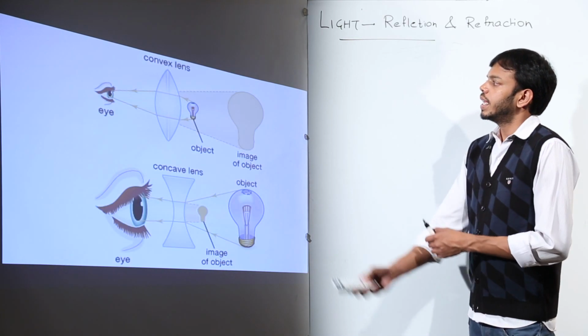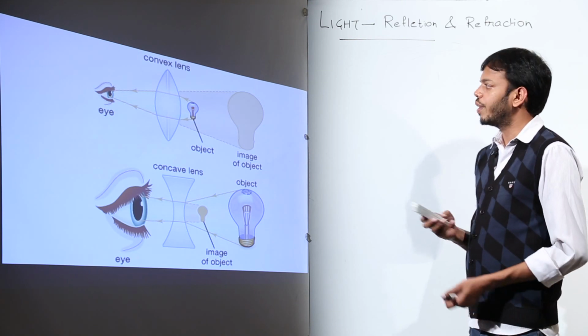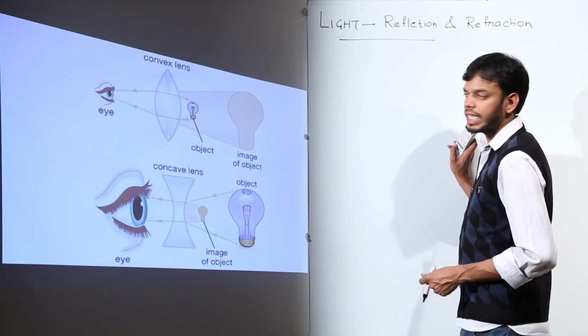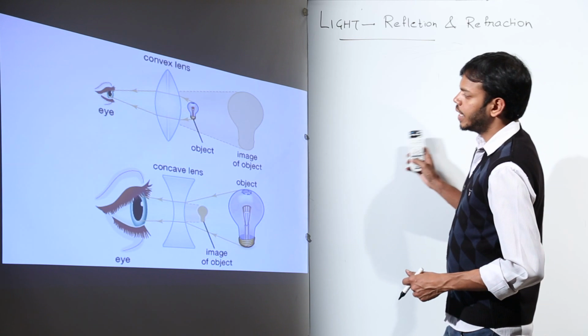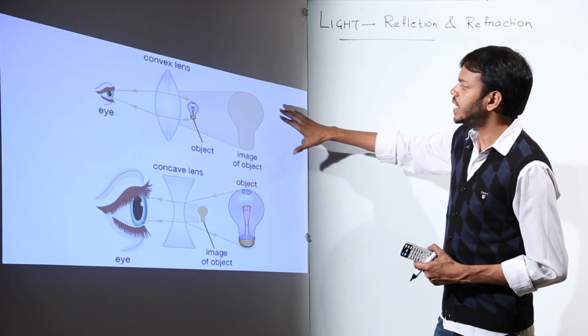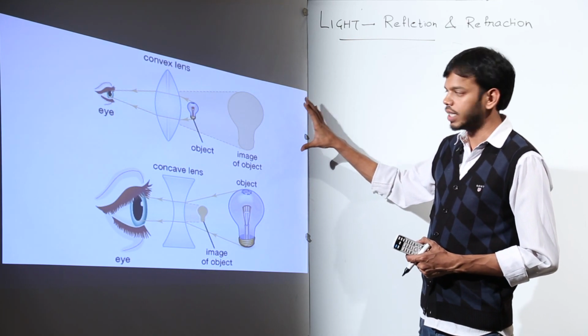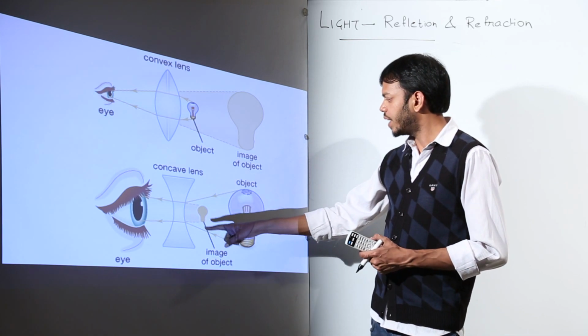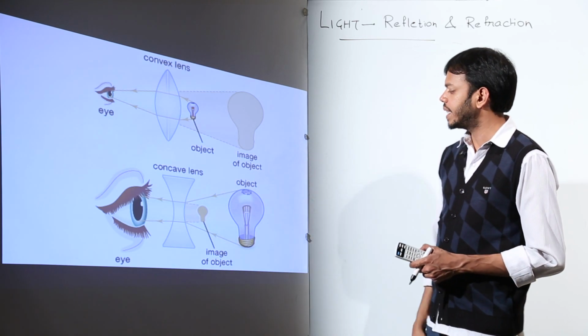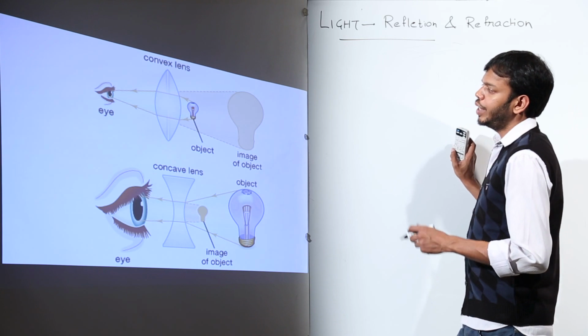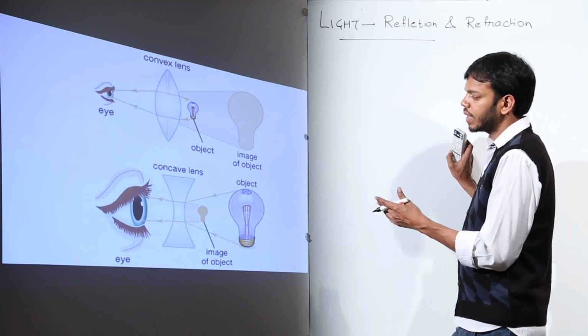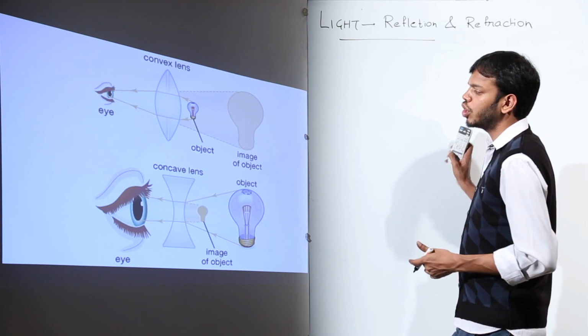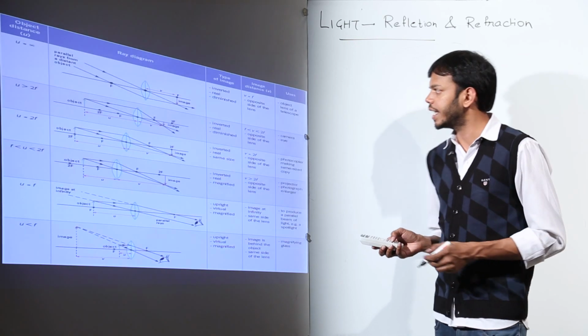Next, this is how objects look when you watch them through a convex lens. In case of convex, the image is found enlarged, whereas in case of concave, the image is shrunk in size. Moreover, you can relate to this that there will be a real image and virtual image in case of convex and concave.